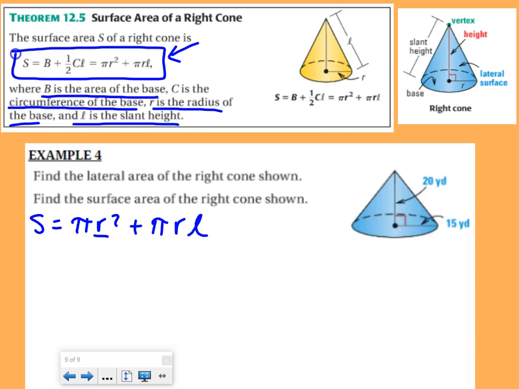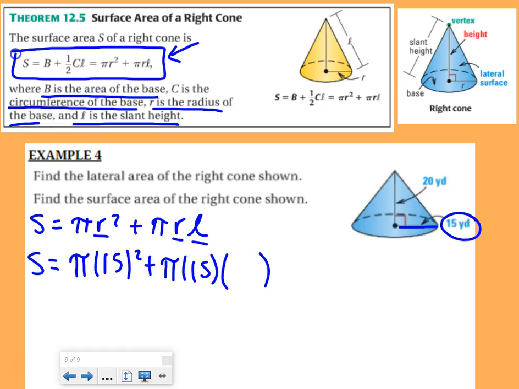We need to know two things, radius and slant height. Radius is given for us. It's this 15 right here. We can plug that in. And now we just need to know what that slant height is. For that, we're going to need to go back to the Pythagorean theorem, because our slant height is going to be this side right here. And if you look, it makes a right triangle.